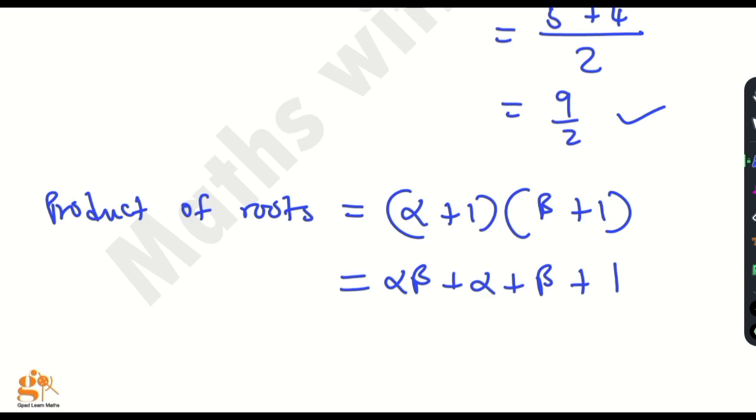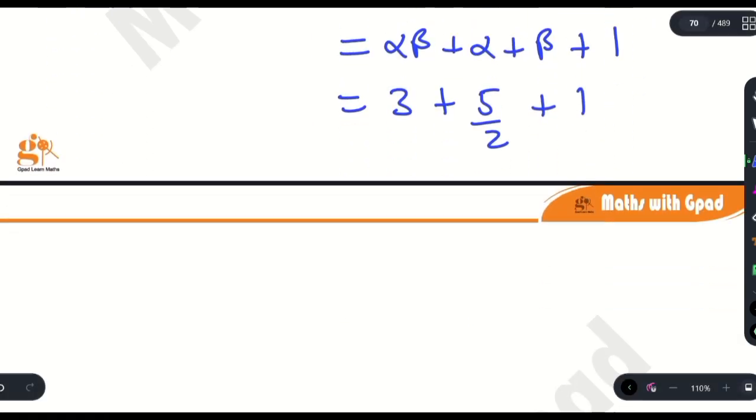So this is the product of roots. We now want to substitute what we got as alpha beta and alpha plus beta. So what is alpha beta that we got before? In order not to take you back there, alpha beta we got was what? 3. Because we had 6/2 and that gave us 3. So alpha beta is 3. So I'll substitute that, 3 plus what about alpha plus beta? We already have that as 5/2. And then plus this one here. So plus 1. Good. Now let's continue.